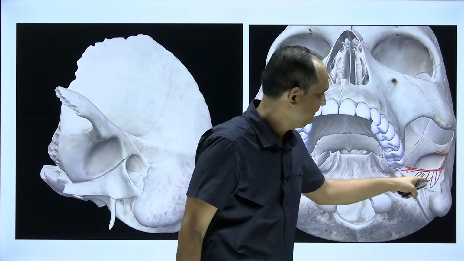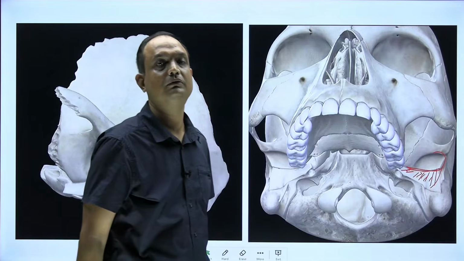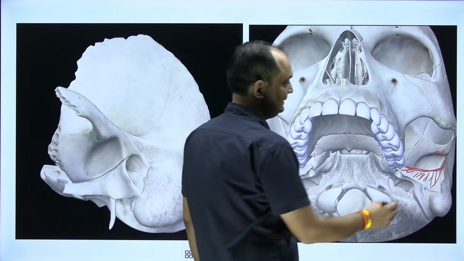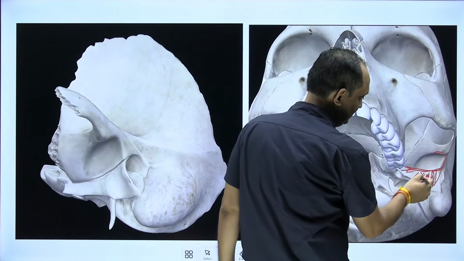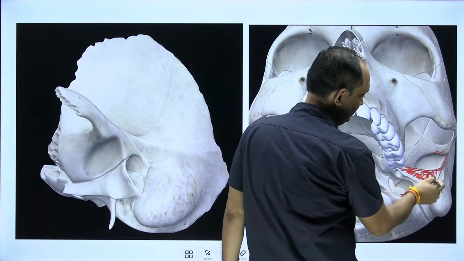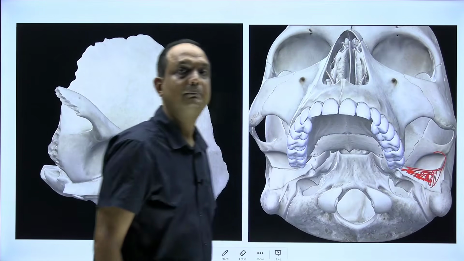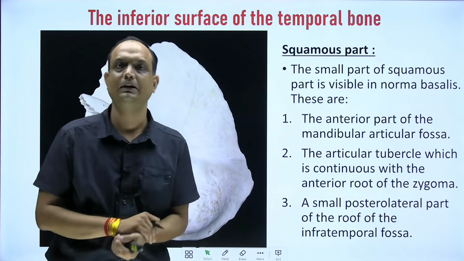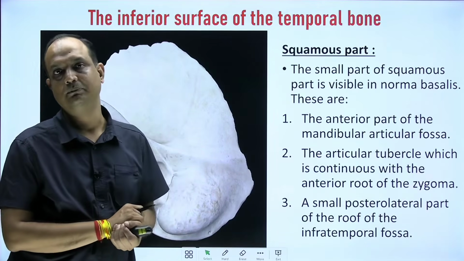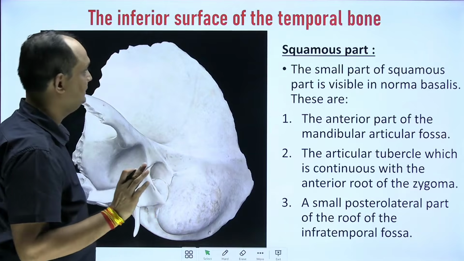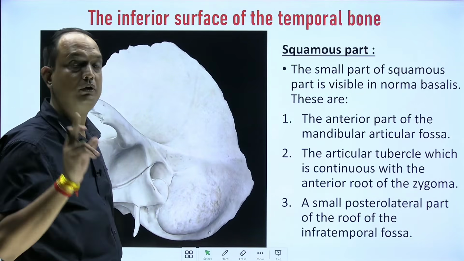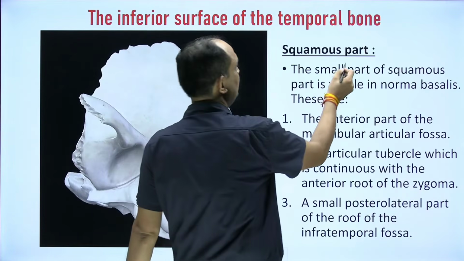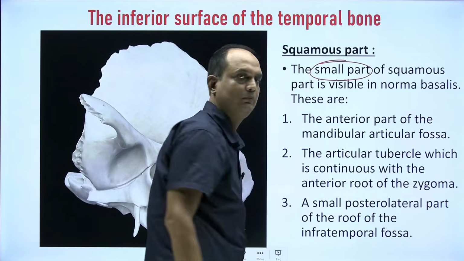This tympanic plate is very important because many times in the exam you have a marking here and the question, what is this area? This is the tympanic part of the temporal bone. Now the other part is the squamous part of the temporal bone. In the norma basalis, only a very small portion of the squamous part is visible.